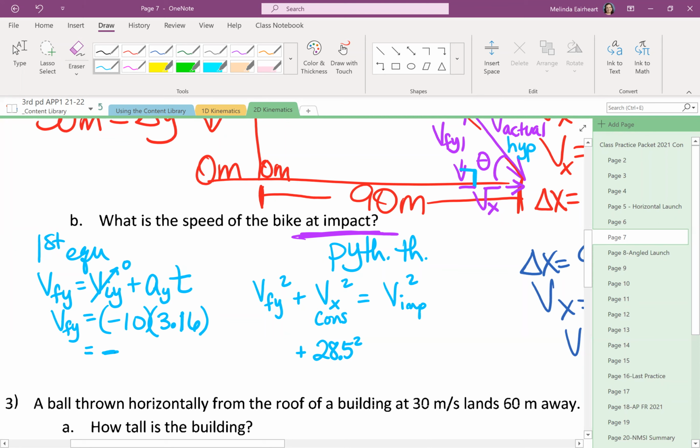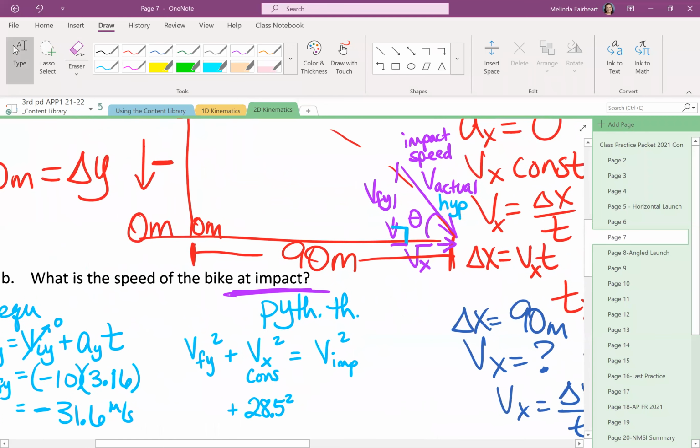And the nice part about the first equation, if you can use it, the sign is built in. Whatever sign you get, you should be able to use that to tell you direction. And so we get -31.6 meters per second. And negative would mean we were going down. That's what we said earlier. And when it hits the ground, isn't it going downward? Yeah, it should agree.